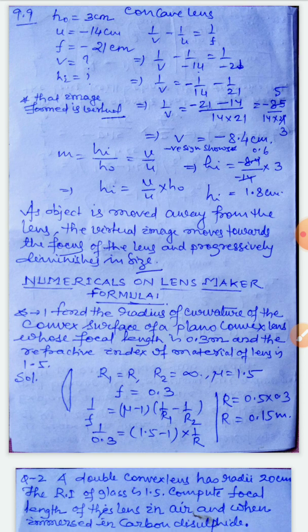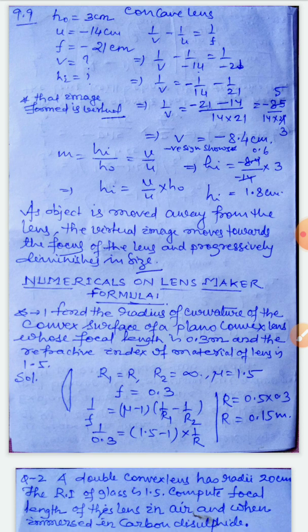Describe the image produced by the lens. What happens if the object is moved farther away from the lens? So here you can write all the information that is given in the question at one point: height of the object 3 centimeter, object distance minus 14 centimeter, focal length, as the lens is concave so it will be negative, minus 21 centimeter. We have to find v and hi.